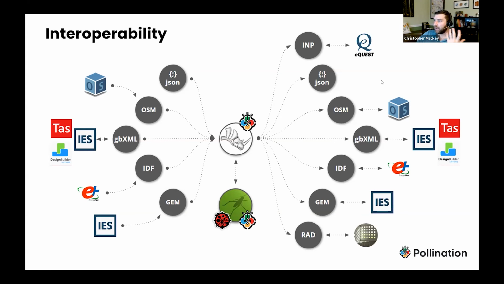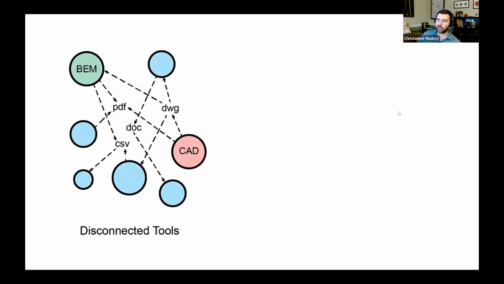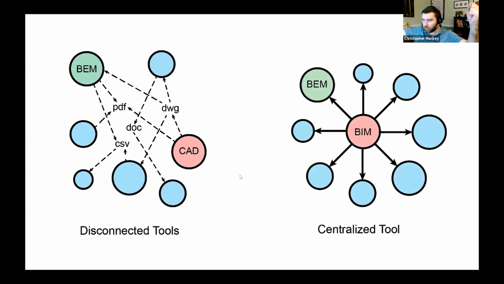And the way that I'll summarize here is that historically, a lot of us have been told that there are only really two ways of working with software. Either you have a disconnected set of tools, where you have to pass back and forth DWGs and PDFs and docs and CSVs to get things coordinated between your software, or you have one tool to rule them all, like a BIM model that can only export to other interfaces but can't necessarily receive data back into it, the centralized tool.